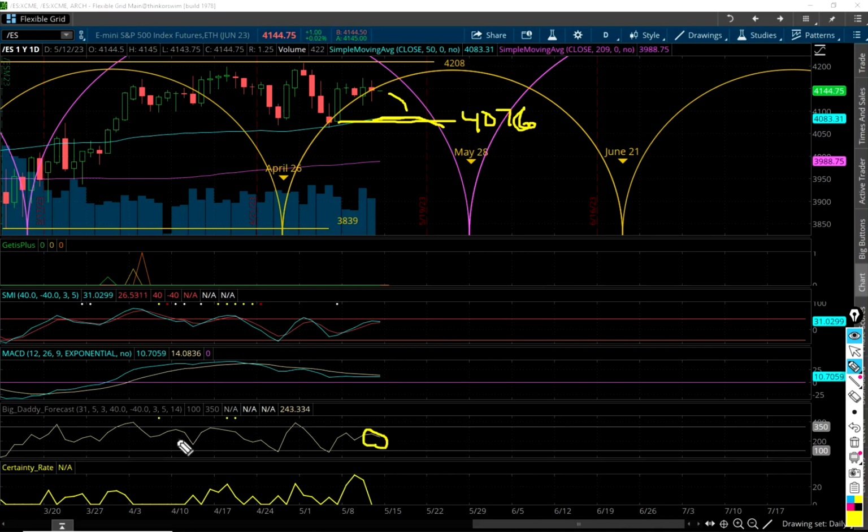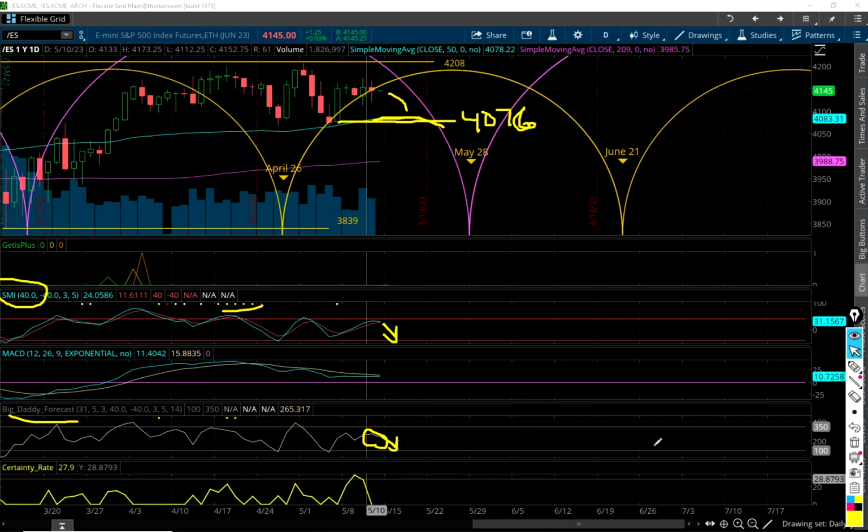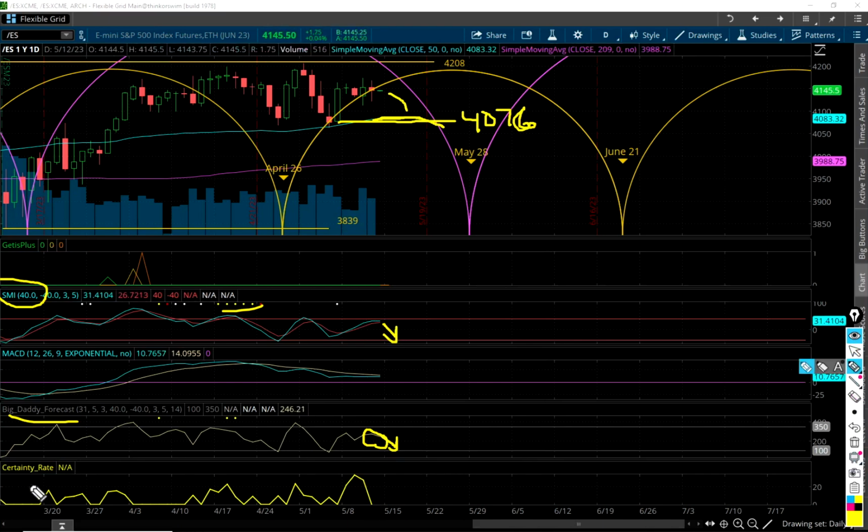The Big Daddy forecast, which is my own indicator, is starting to point down again. The SMI, Stochastic Momentum Index, which I have some of my own logic in here for divergence, is starting to look like it wants to roll over. Now look at this certainty rate. It's also my own indicator.